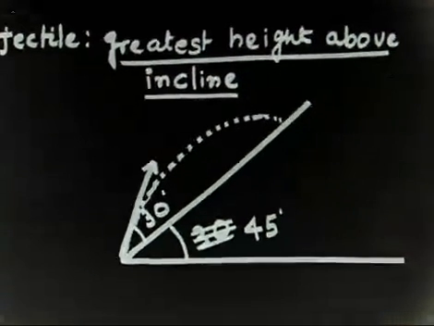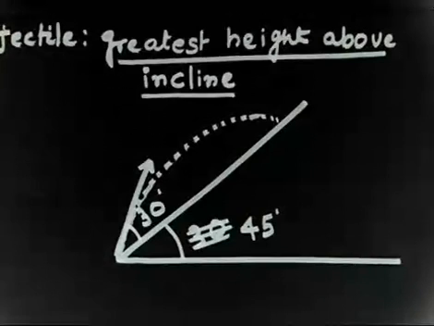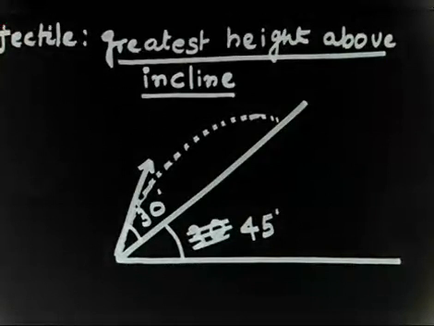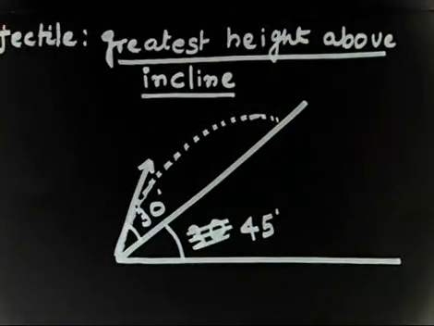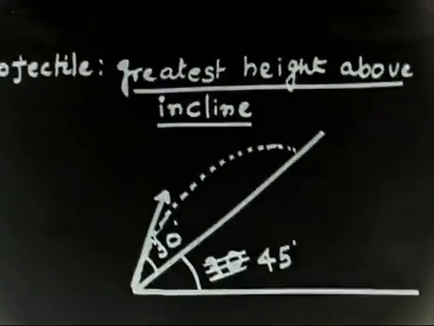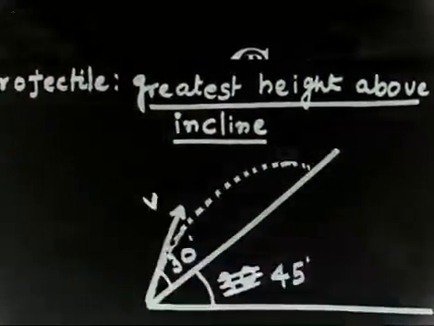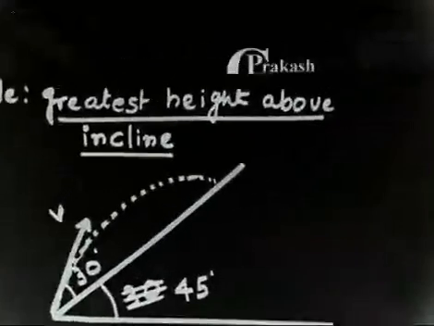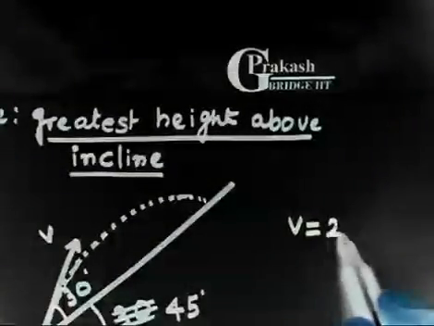So let us draw the figure and then we'll discuss. So this question says a particle P is projected with initial velocity 20 meter per second. So this velocity is given to you. Let us say V is 20 meter per second.